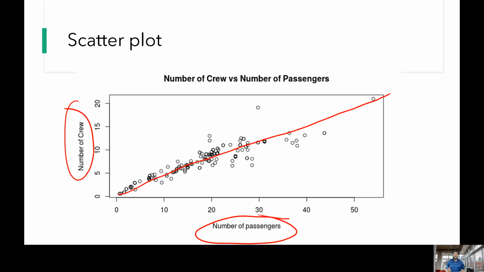So the scatter plot may be used to graphically represent the relationship between two variables. It is also known as a scatter diagram. So this is a scatter plot. Cool.